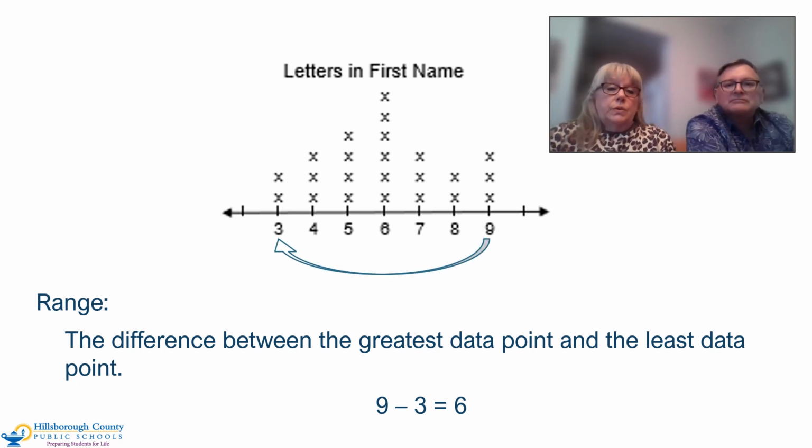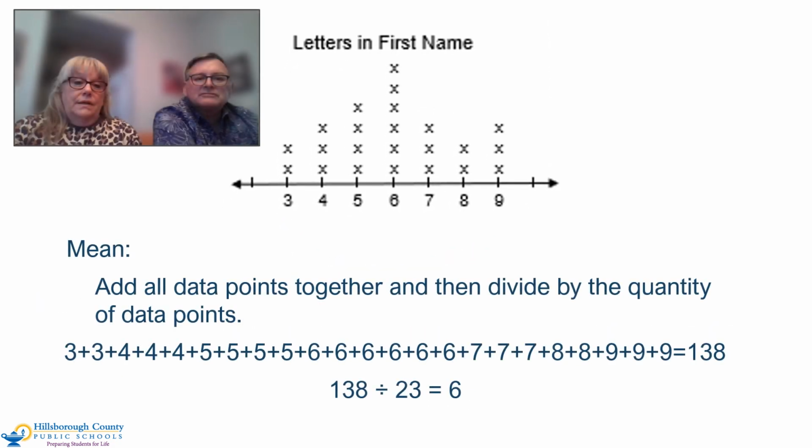With the last one, with mean, we do need to look at adding all of these data points together. So I'm going to add 3 plus 3 plus 4 plus 4 plus 4 and so on till I've added all of my data points. There are 138 letters in total. I have 23 students in the class, so I'm going to take that 138, divide by 23, and I get my average length of name, which is 6 letters in a name.